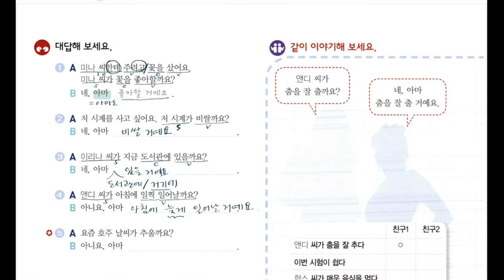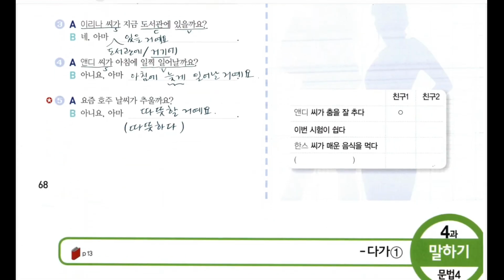5번, 요즘 호주 날씨가 추울까요? Do you think the weather in Australia is cold? 아니요. 아마, you want to say, no, probably it will be warm as predicting. 어떻게 말해요? 아마, 자, 우리 이거 씁시다. 따뜻하다. 아니요, 아마 따뜻할 거예요. 아마 따뜻할 거예요. Done? 좋습니다.